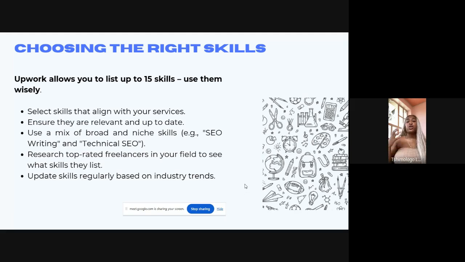And so it uses those skills that you have put there to push you forward in front of the right clients. So you need to make sure that when you are choosing the skills that you're saying you're able to provide, you've done some research on what your competitors are offering, what other people in your industry are doing, what they are saying, and does it align with what you are able to offer.